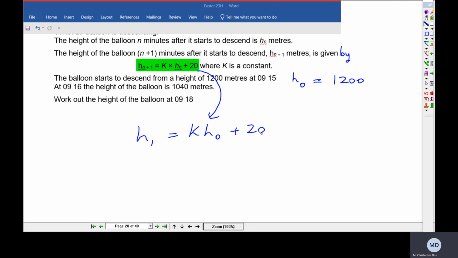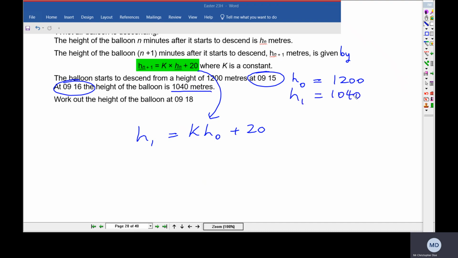What time unit are we doing? 1 hour later, 1 second later, 1 minute later? What's happening? Reread it. What's our time change? Minutes. So we've got 9:15. We've got 9:16. 1 minute later, the balloon is now, so 1 minute later, H1 is what? 1040. So H1 is 1040.